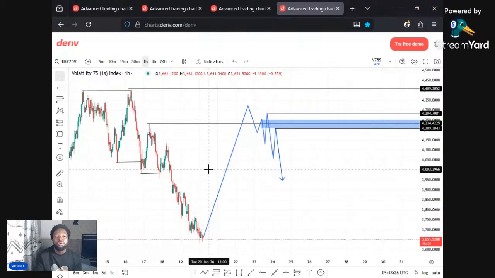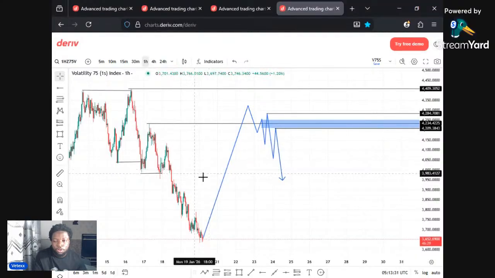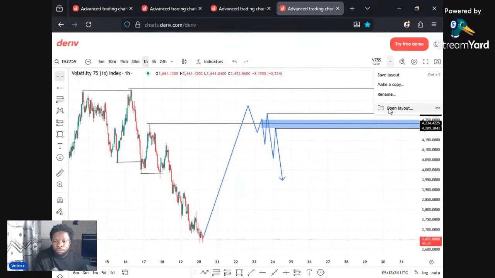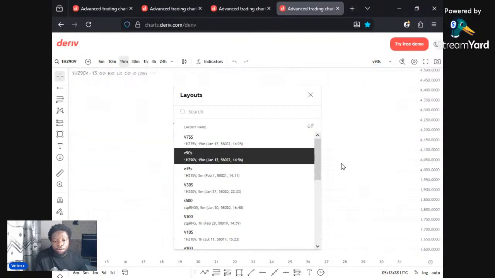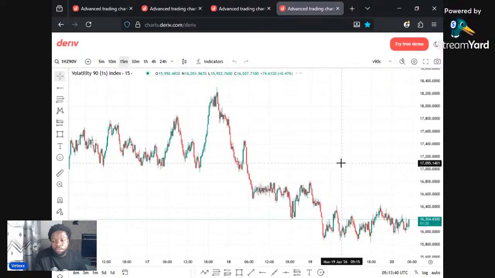Okay. So currently, there is no setup on the V75 1S, and next we are going to move on to the next pair, which is V90S.